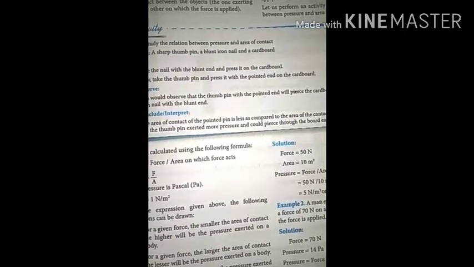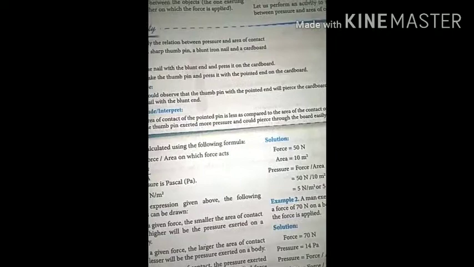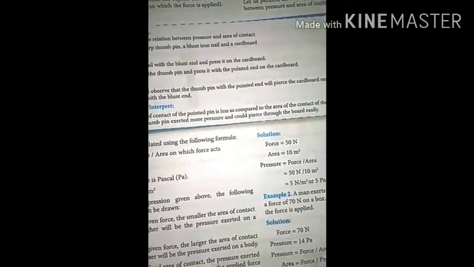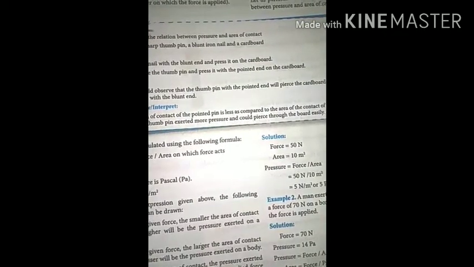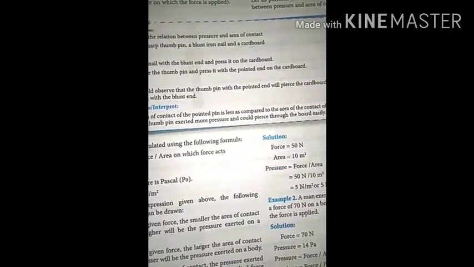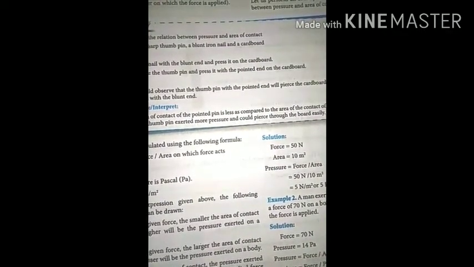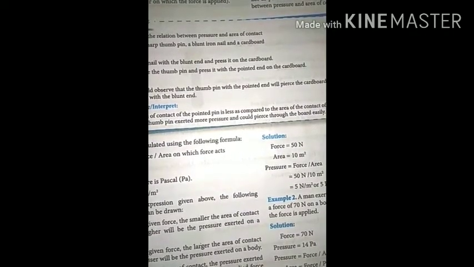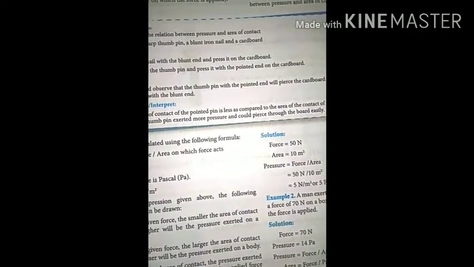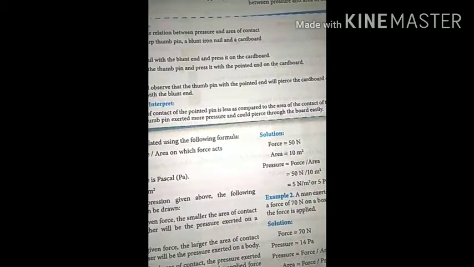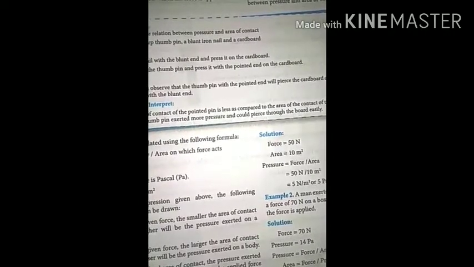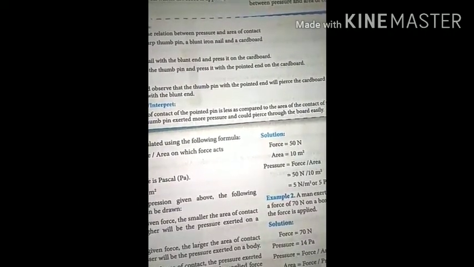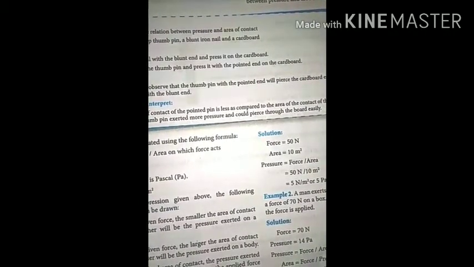So while the iron nail with its blunt end is pressed into the cardboard, it requires more pressure. The area of contact of the pointed pin is less as compared to the area of contact of the pin with the blunt end. So the thumb pin exerts more pressure and could pierce through the board easily.